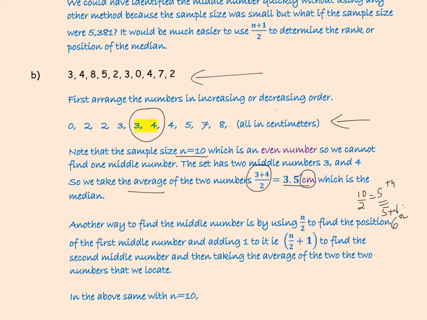Now once we know what the 2 middle numbers are, all we have to do is take the average of the 2 middle numbers, and that would give us the median. So this is the fifth number, and this is the sixth number. So that's just another way of locating the two middle numbers, so we can find the median by taking the average of the 2 middle numbers.